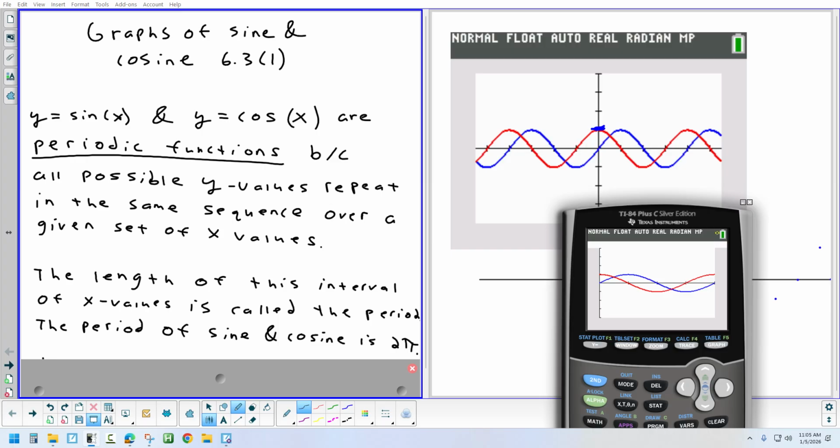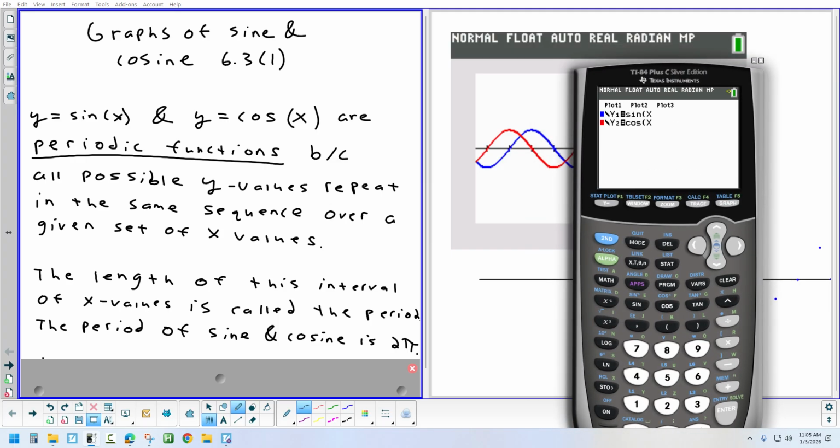If I wanted to show 2 full cycles, what do you think I would set my x max to? Instead of 2 pi, yep, 4 pi. If you set it from 0 to 4 pi, you'll see one cycle, and there's your second cycle. That's 2 cycles. I could show as many cycles as I want, but the idea is we usually just show one cycle.